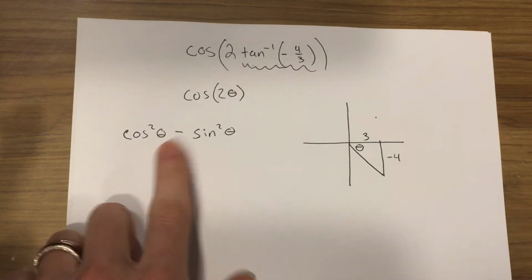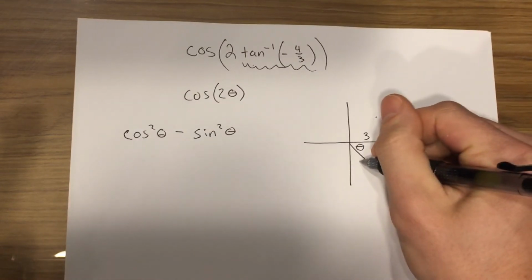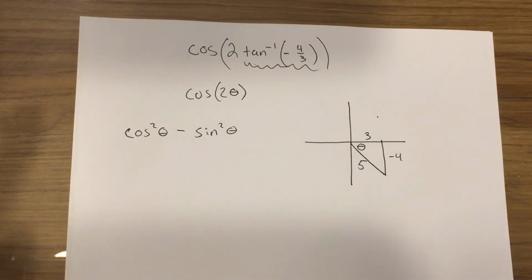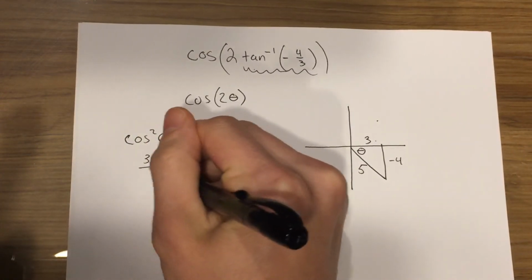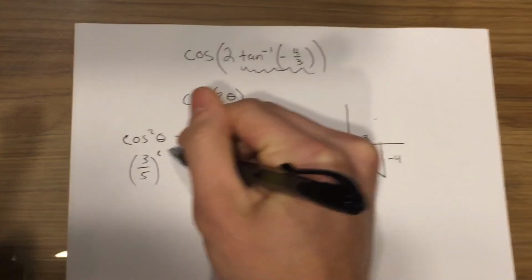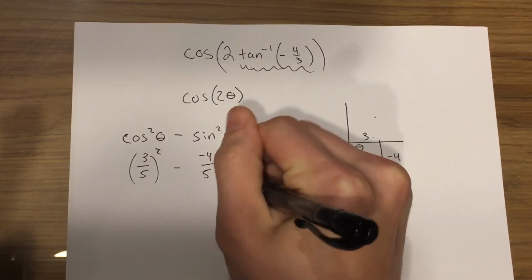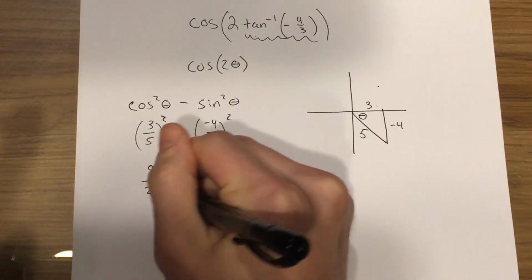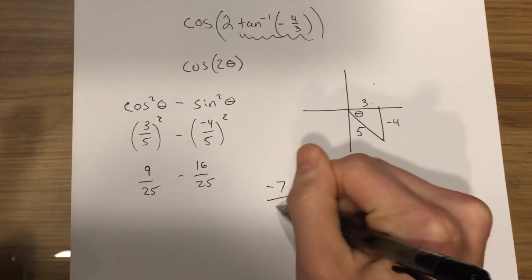But theta refers back to this reference triangle. Now, we might go ahead and use the Pythagorean theorem to indicate that this hypotenuse is 5, because I'm going to need to know that information sooner rather than later. But now I can go ahead and answer this problem. Well, cosine of theta squared, cosine is adjacent over hypotenuse, 3/5 squared. And sine squared, -4/5 squared. Now, simplifying this problem, we would get 9/25 minus 16/25, which would come out to be -7/25 for our final answer.